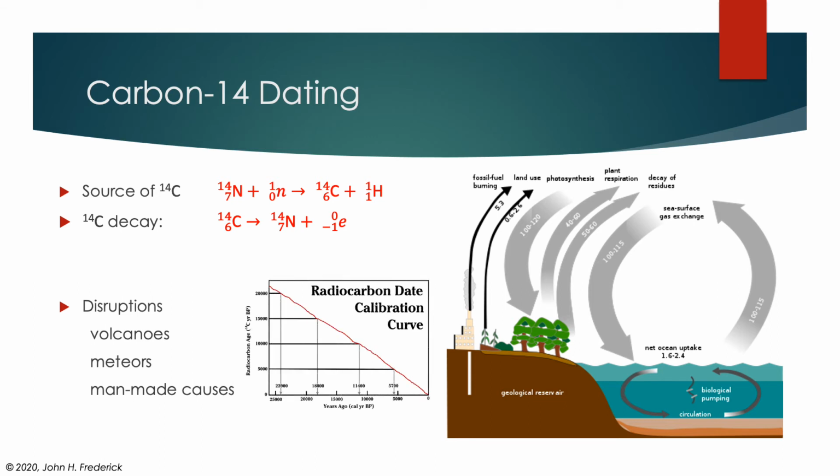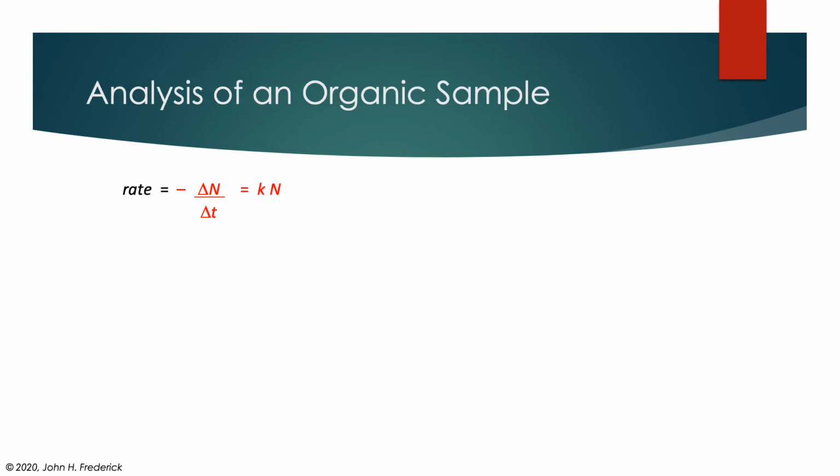And it has been projected back over time to take account of these various disruptions, so that we have a calibration curve that we can use to determine, based on the current abundance of carbon-14, where it fits in the span of time in terms of when it was produced. So how would we analyze an organic sample?